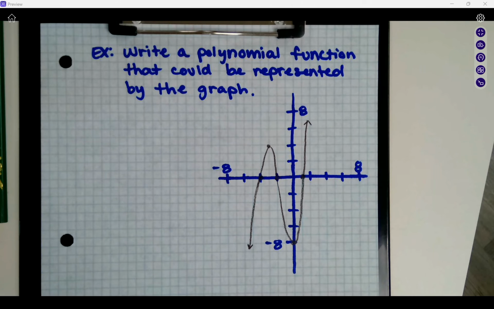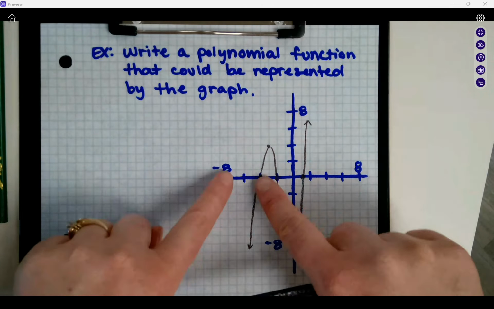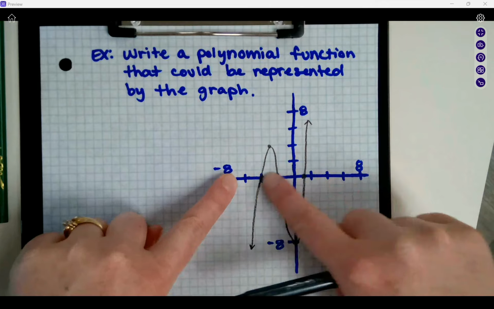And again, my zeros are where my function intercepts the x-axis. They are the x-intercepts, the solutions, the roots, the zeros. All four of those things describe the exact same spot graphically. And again, that is where my function touches the x-axis.